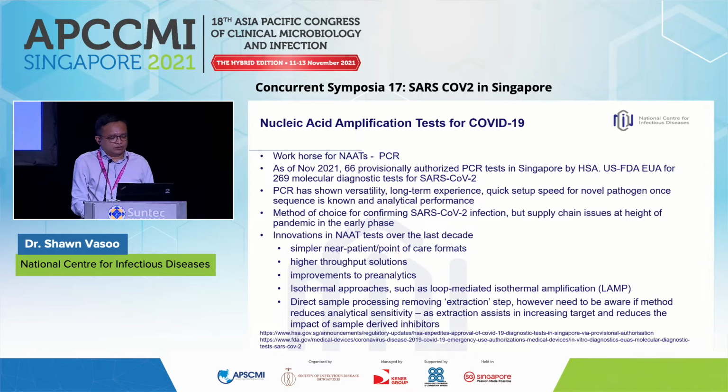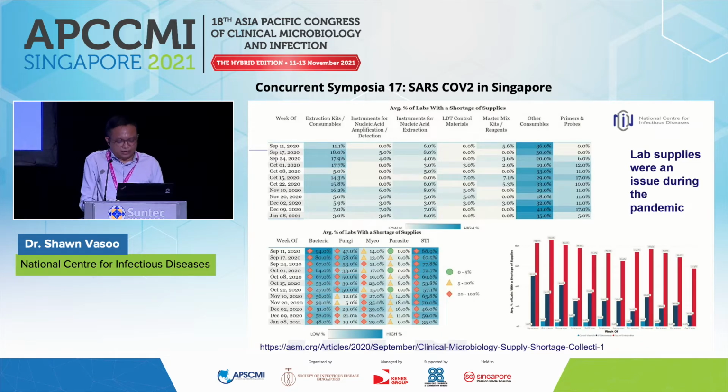Now, there's also been a move towards direct sample processing, removing the extraction step, but of course, we need to be a bit wary of extraction-free steps because sometimes that might reduce analytical sensitivity, because extraction increases the target and reduces possible sample-derived inhibitors. Having said that, there have been some products which have been quite successful with an extraction-free or on-instrument extraction approach. I think this slide just shows some data, and it was an issue that also confronted us during the pandemic, that lab supplies were an issue during the pandemic.